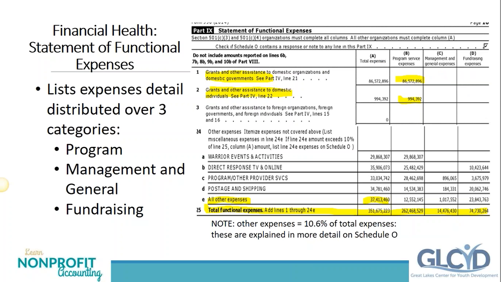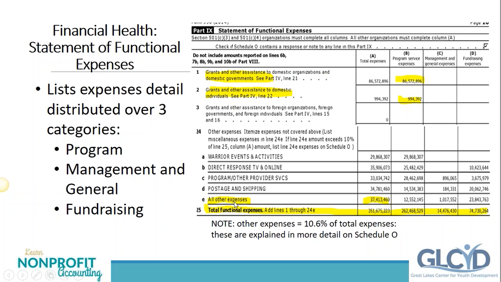So here is Part 9, which is the statement of functional expenses. And this one will list all the expenses in detail, but it will also list them out by whether they are program service expenses, management and general expenses, or fundraising expenses. This is required to be filled out by every nonprofit.